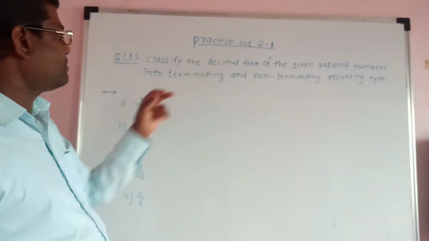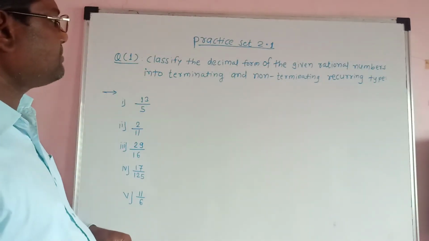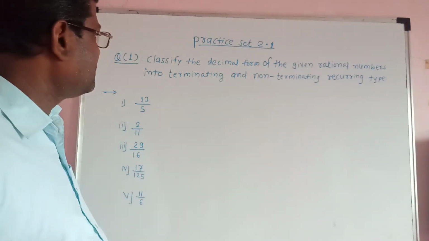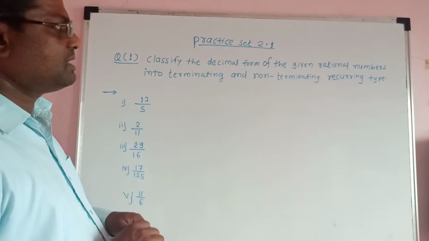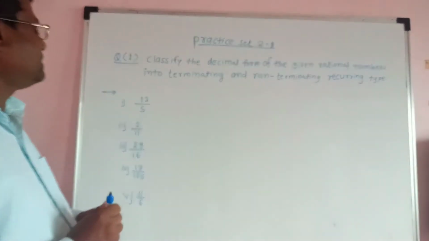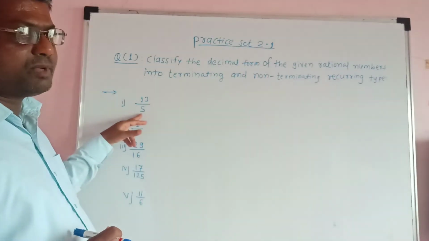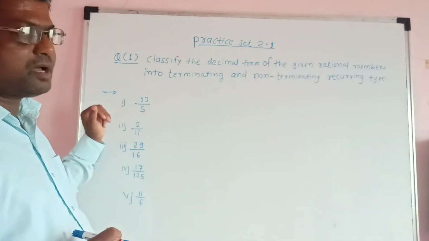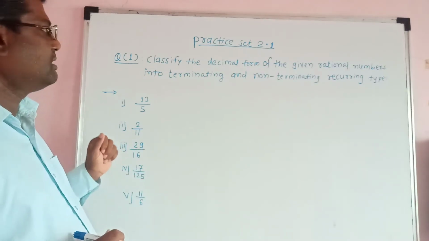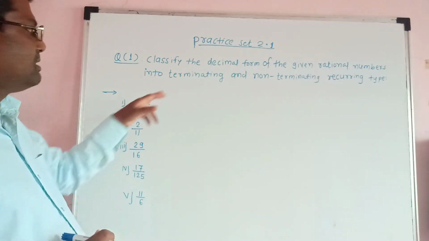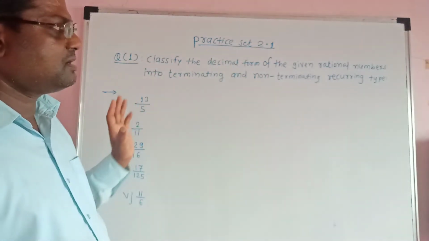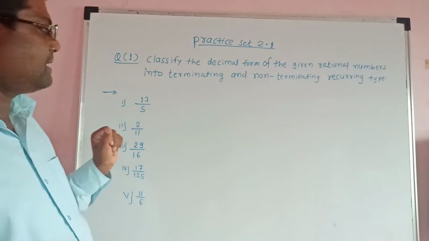Practice set 2.1. Question number 1. Classify the decimal form of the given rational numbers into terminating and non-terminating recurring type. We know that if the prime factors of the denominator of a rational number are 2 only, or 5 only, or 2 and 5, then its decimal form is terminating decimal form. Otherwise, it is non-terminating recurring type.